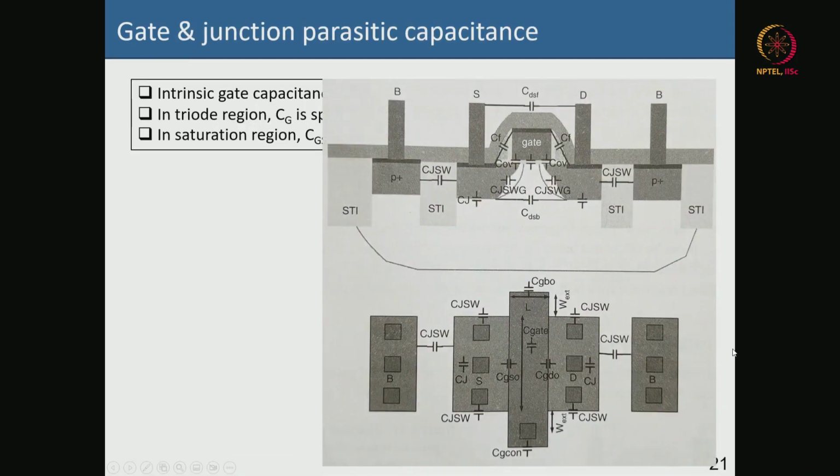Okay. So this is your schematic of different capacitances. These are fringing capacitances. CF is a fringing capacitance. So the gate is fringing to the drain side, and the gate is fringing to the source side.